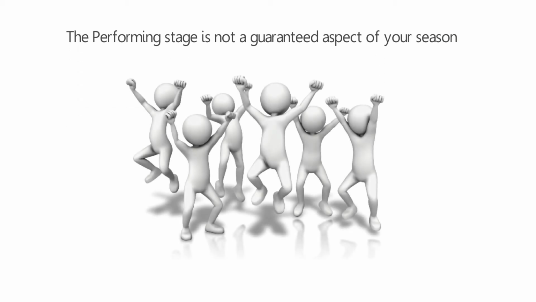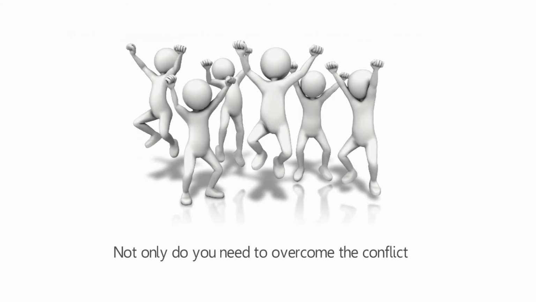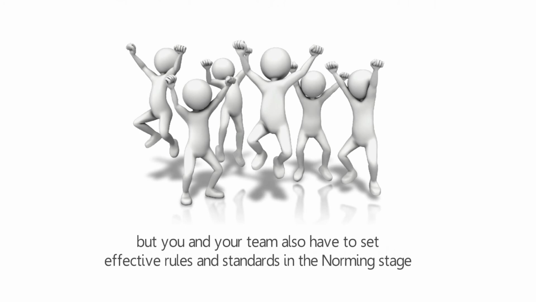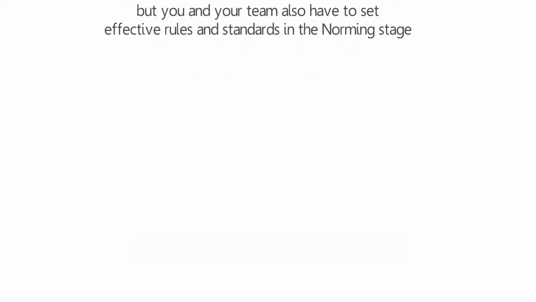Performing requires that your team has constructively handled the conflict of the storming stage. Not only do you need to overcome the conflict, but you and your team also have to be sure that you have set effective rules and standards in the norming stage, in order to ascend to the performing stage.